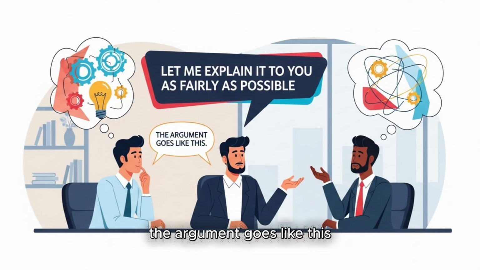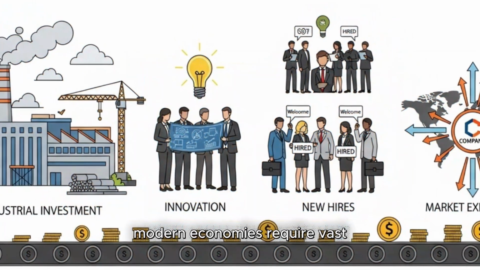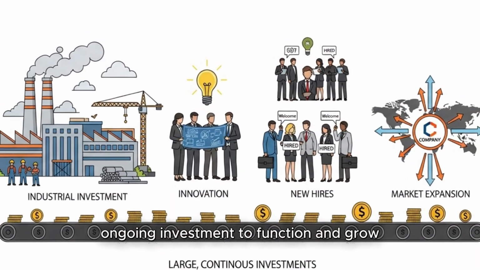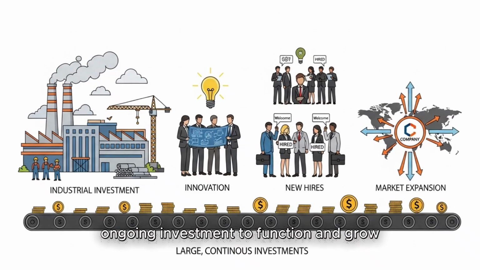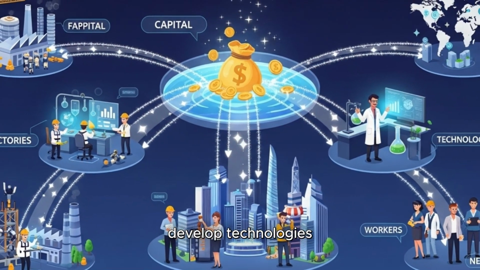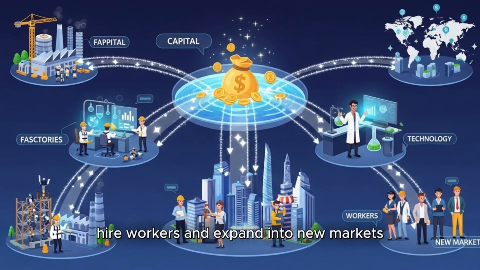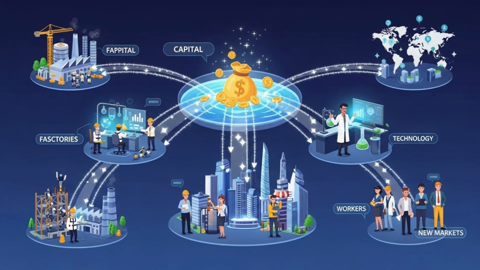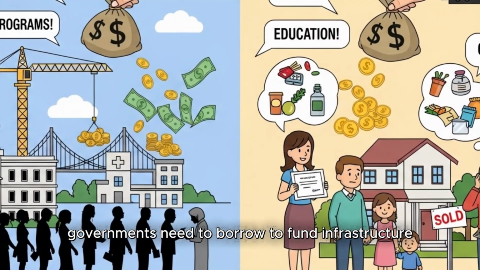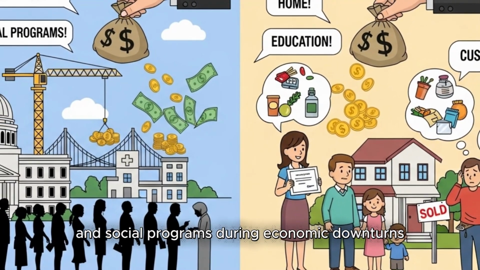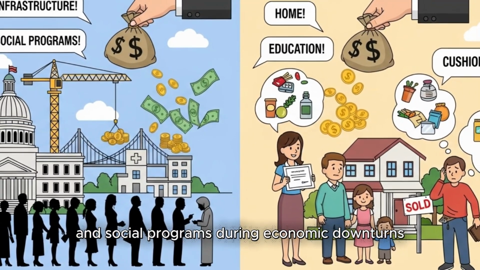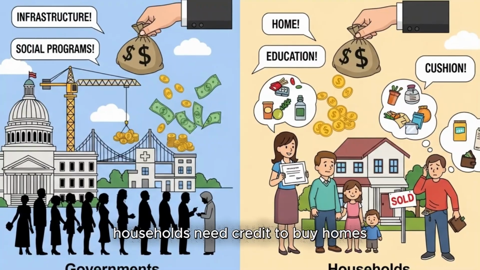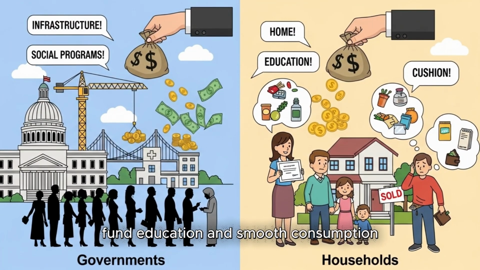The argument goes like this. Modern economies require vast, ongoing investment to function and grow. Companies need capital to build factories, develop technologies, hire workers, and expand into new markets. Governments need to borrow to fund infrastructure and social programs during economic downturns. Households need credit to buy homes, fund education, and smooth consumption across periods of irregular income.